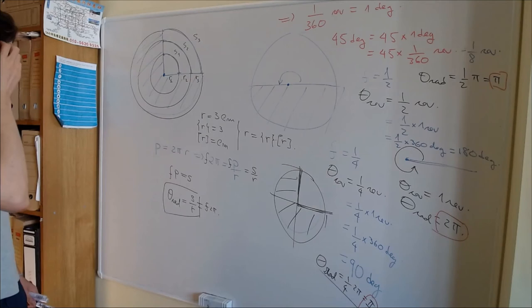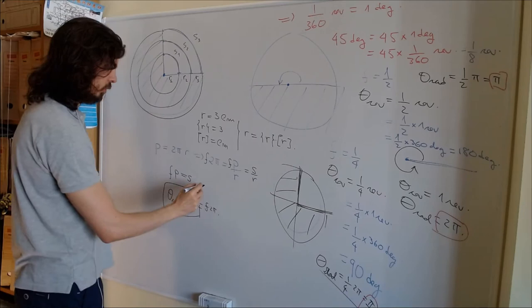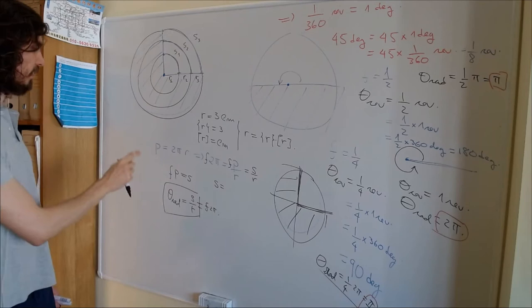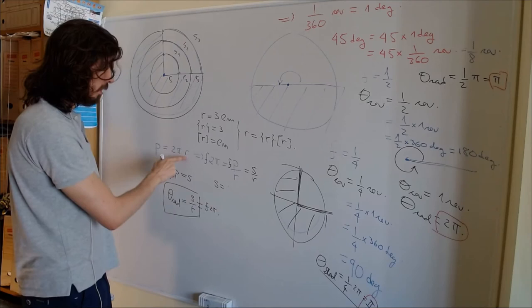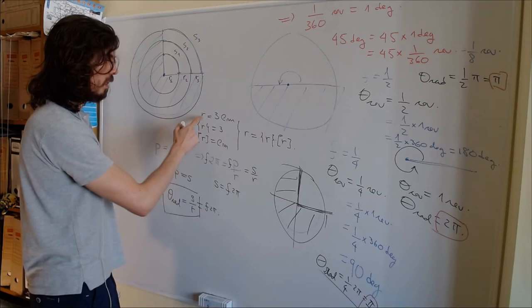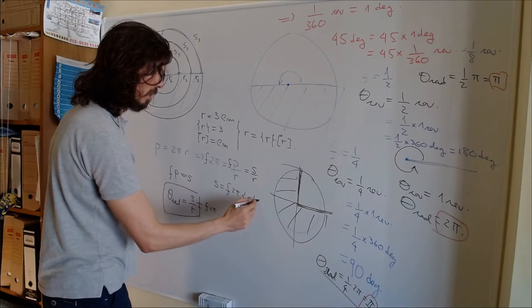Let's do the same thing for S. S is here. So S can be written as F times P. The perimeter is given by 2 pi r, so this is F times 2 pi times r. But r can be written like this: the magnitude of r times the units of r, okay?